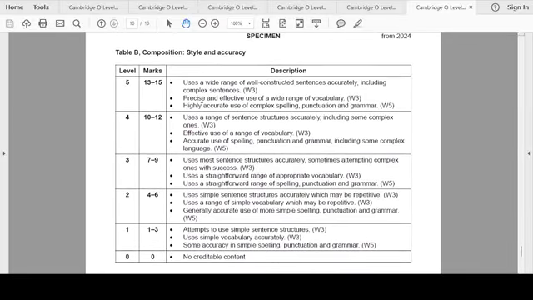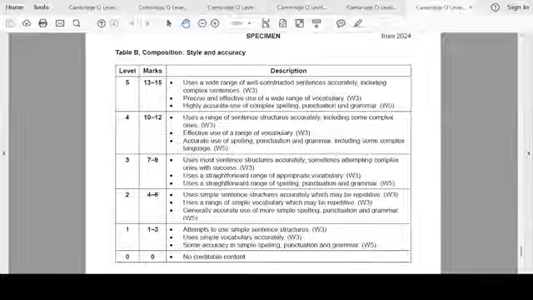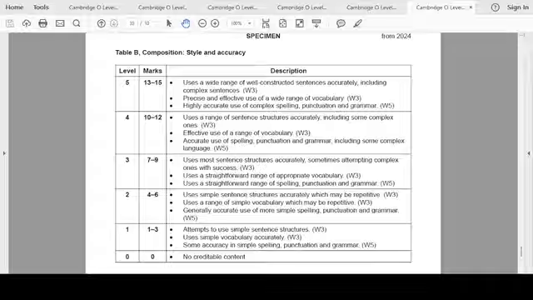Again, something that looks familiar from the directed writing task. Level 5: use a wide range of well-constructed sentences accurately, including complex sentences, something we've gone over. Precise and effective use of a wide range of vocabulary, again discussed. Highly accurate use of complex spelling, punctuation, and grammar. Right, so punctuation, grammar, sentence structure, vocabulary, spelling, all of that is considered.